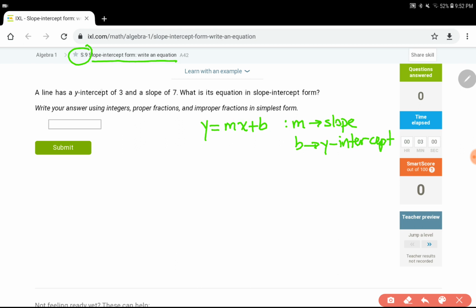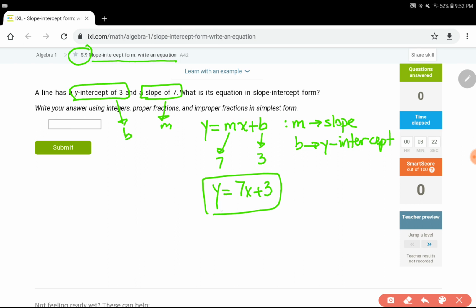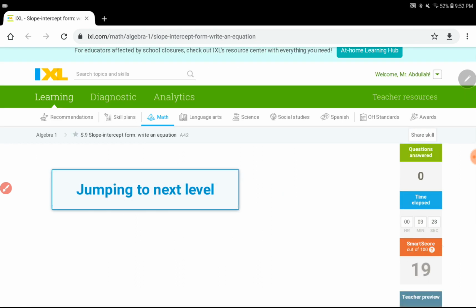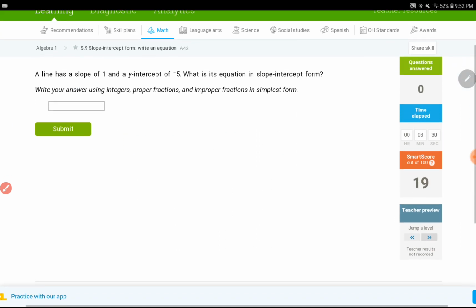Okay, so the y-intercept is given, which means that b value is 3, and then the slope is the m value. This is m right here, this is b, so m is 7. There my equation is, so it turns into y equals 7x plus 3. That's how simple this assignment is. Okay, so moving on to the next level to see if there is any harder type.